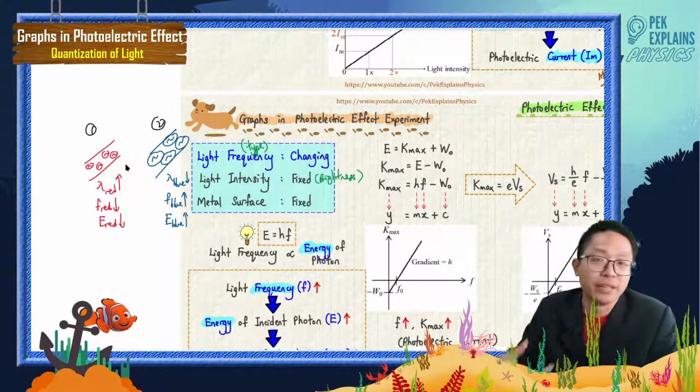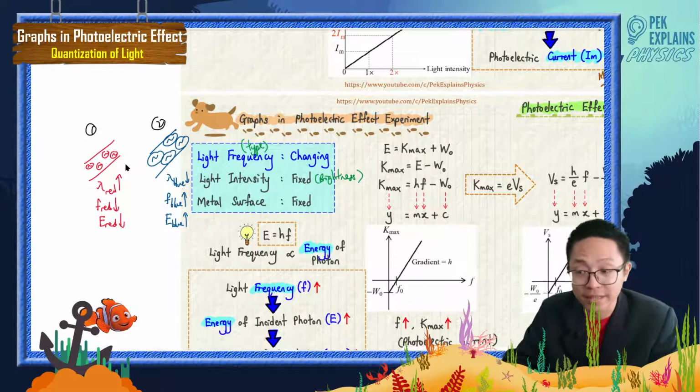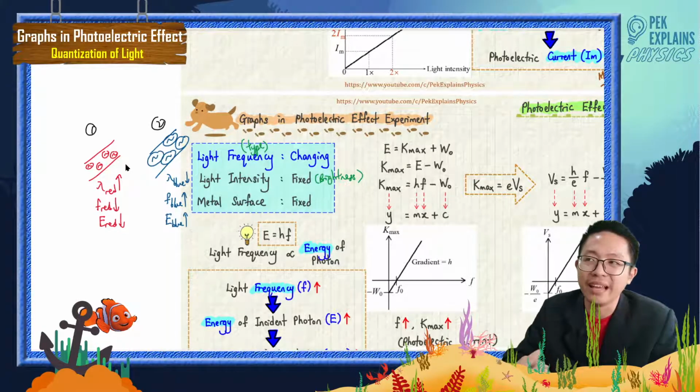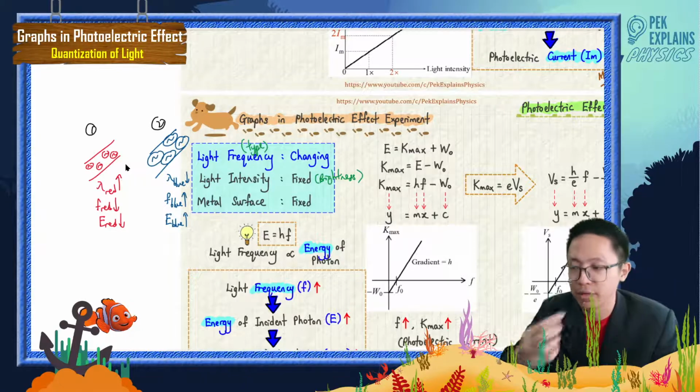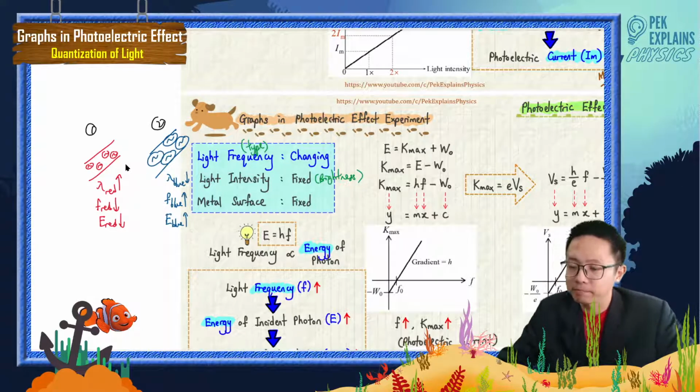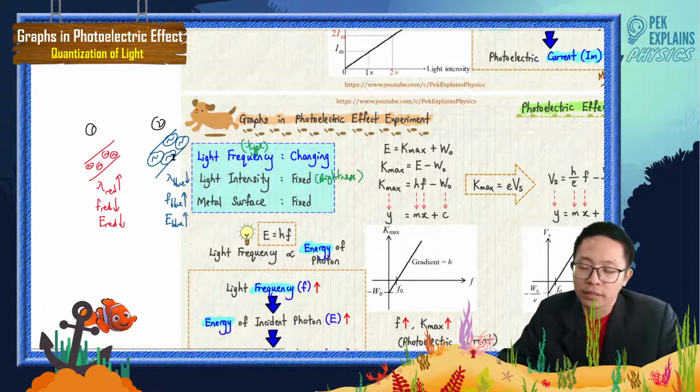Figuratively, I draw it bigger, but it's not actually about the size. Size doesn't matter. It's about the amount of energy it carries. So the number of photons is still the same. You see, there are 4 photons here, and also 4 photons here. The intensity is the same.